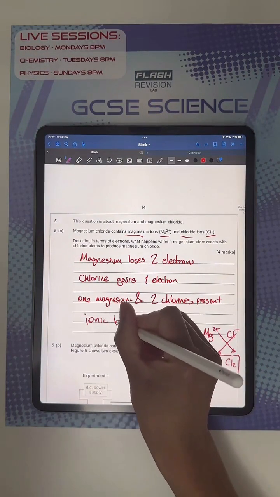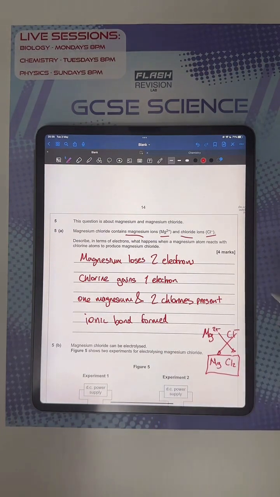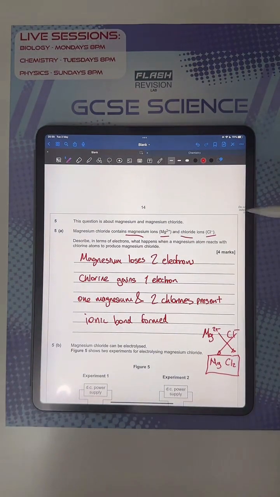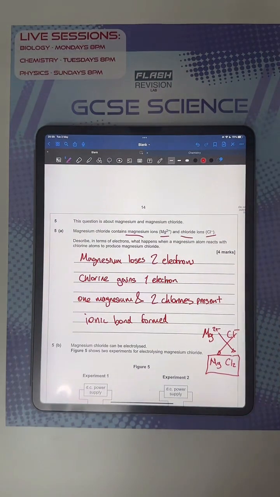Ionic bond formed. The reason we know that, metal, non-metal forms ionic. If it was a non-metal and a non-metal, that would be covalent. If it's a metal and a metal, it's metallic.